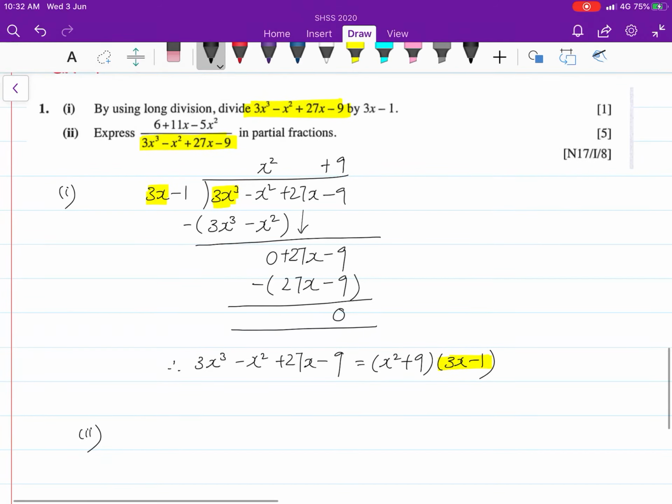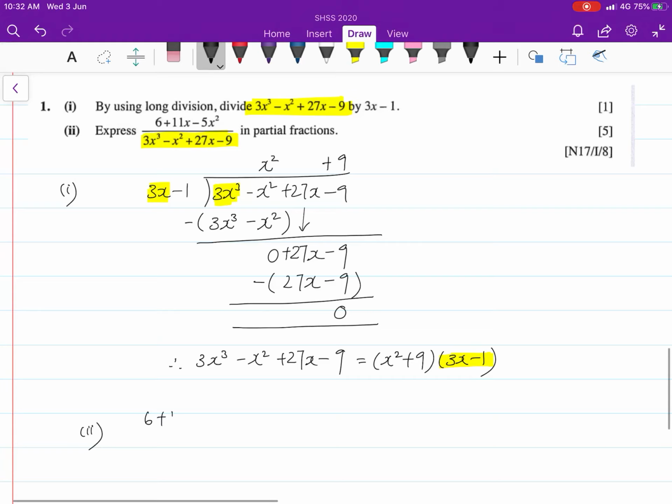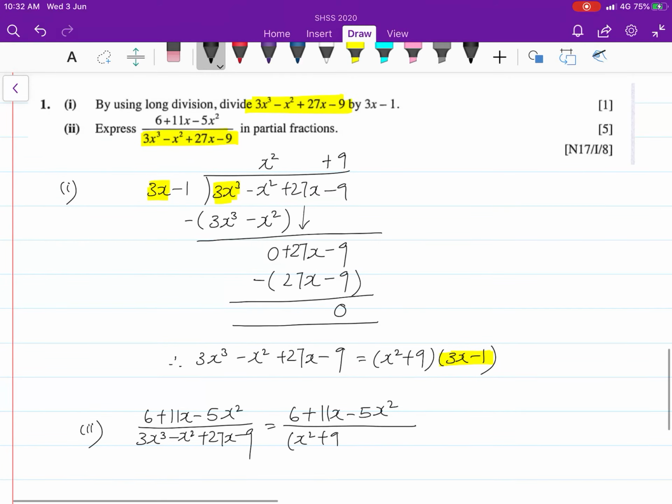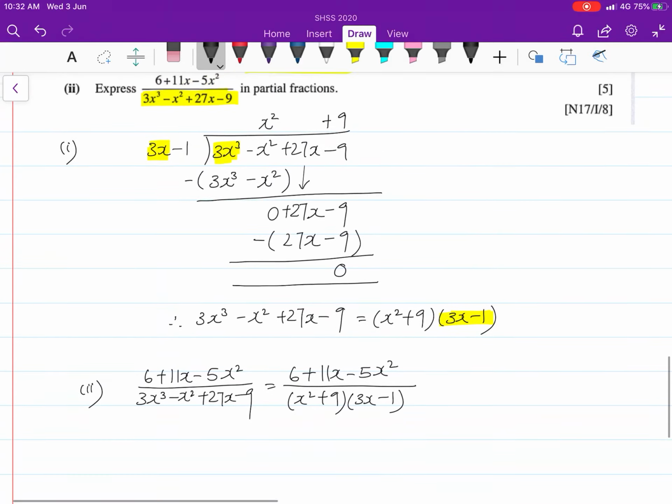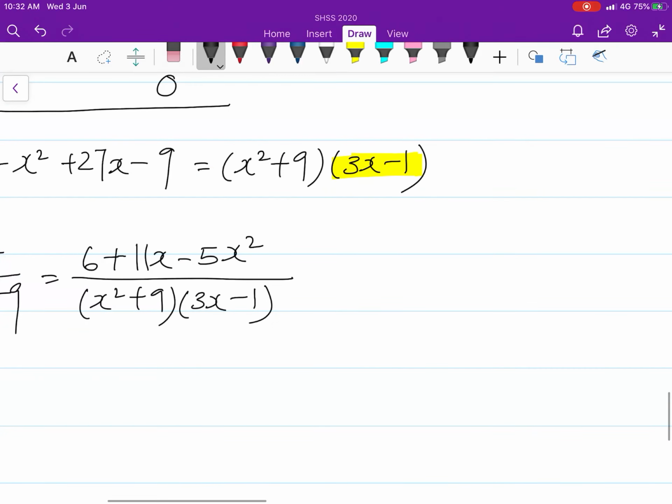So what you will get is this. 6 plus 11x minus 5x squared over this is actually equal to 6 plus 11x minus 5x squared over x squared plus 9, 3x minus 1. You have already factorized using the long division just now that I showed you on top. How do you express these in partial fractions then? Now we all know this splits into two different fractions. One, the denominator is 3x minus 1, the basic simple one, and the other one is x squared plus 9.